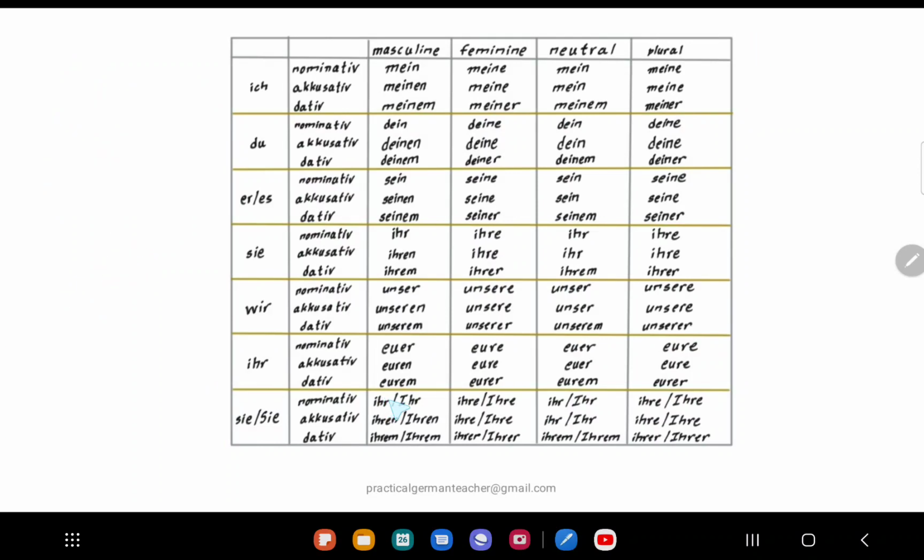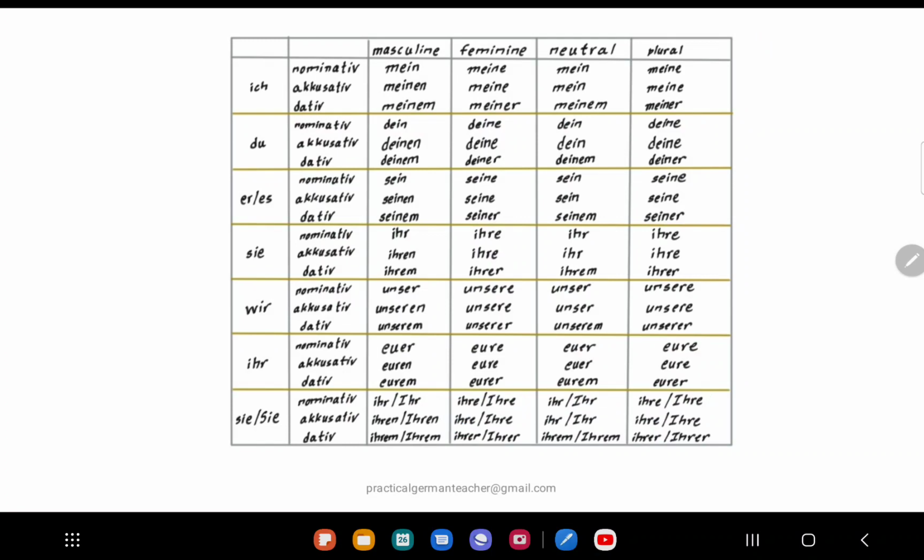So let's check. So it's ihr. Again, check. Okay, when you are using the possessive article, you have to be careful. So it's small ihr, capital Ihr. So ihr, ihr, same for neutrum and masculine. Feminine plural, ihre, ihre. Now when you go from nominative to accusative, no change, no change, no change here. You have to make it ihren. Okay, I hope you could follow the pattern.